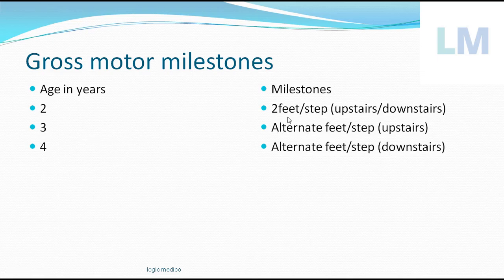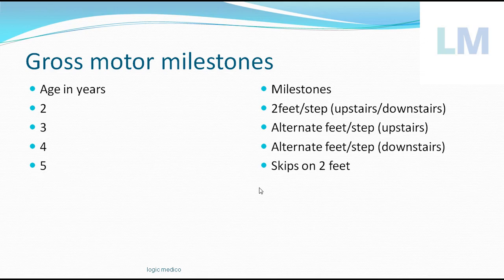So 2 years, it will be 2 feet per step, upstairs or downstairs. At 3 years, it can walk with alternate feet per step, upstairs only. Downstairs, it is still scared and is using 2 feet per step. That's what it means. At 4 years, it can do the same thing downstairs also. Now the fear is overcome by the child, 4 years of age. At 5 years, it can skip on 2 feet. At 4 years, it can do hopping also. Hopping also it can do, but I didn't mention that here. At 5 years, very simple.